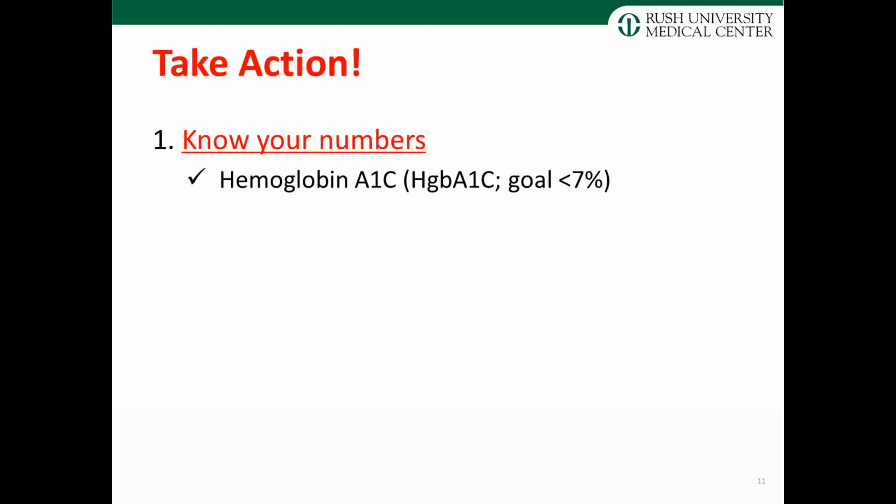Knowledge is power. Number one, know your hemoglobin A1C. I'm sure all of you are aware of this. This is the average of the blood sugar that's in your bloodstream over the past 90 days or 3 months. And typically that goal you're aiming for is less than 7%. But obviously you should go with whatever your endocrinologist or your primary care doctor who is managing your diabetes recommends.